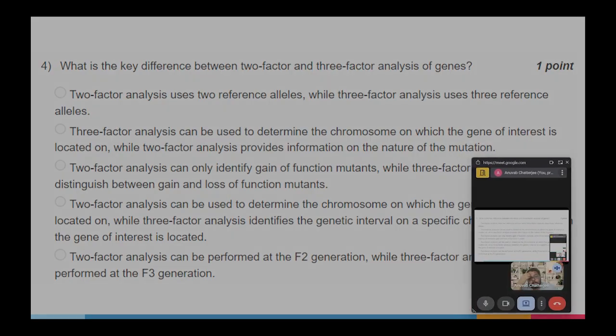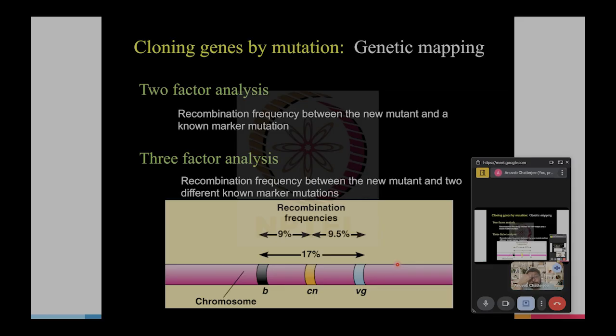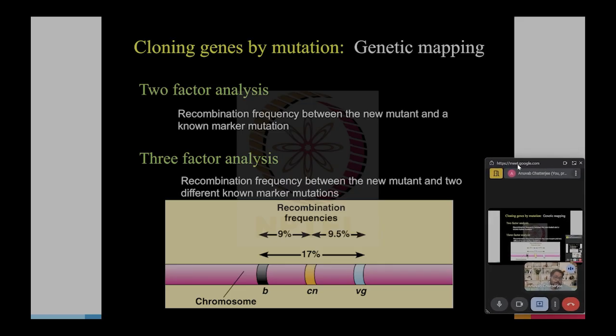Okay, so let us look at it. So what is two-factor and three-factor analysis? Two-factor and three-factor analysis are used in genetic mapping, and the concept it is based on is how tightly two genes are linked to each other.